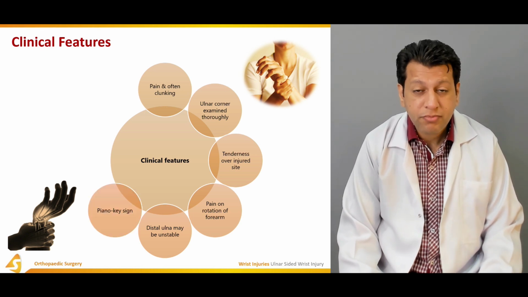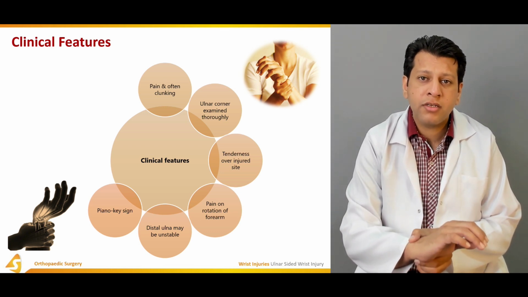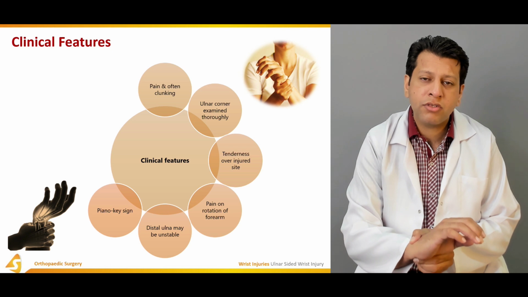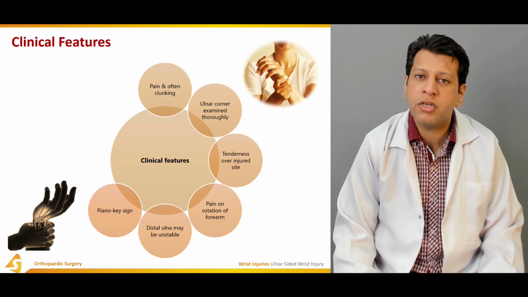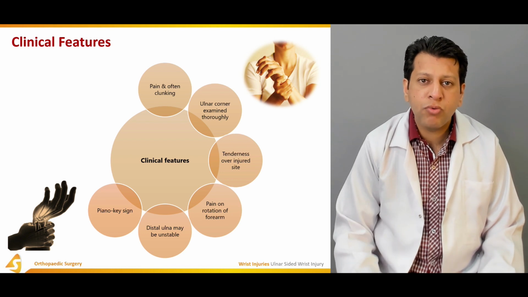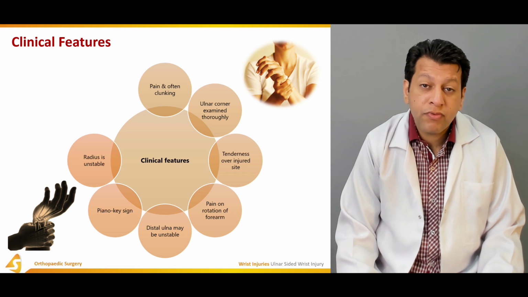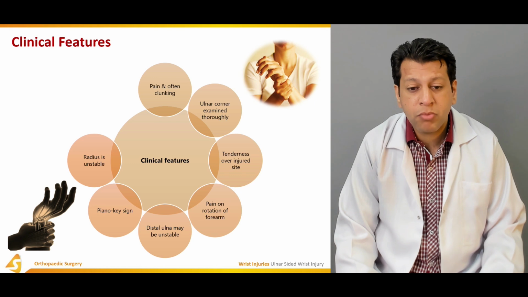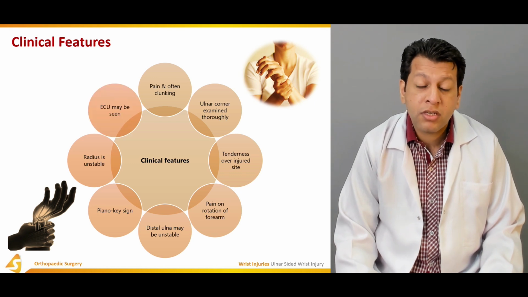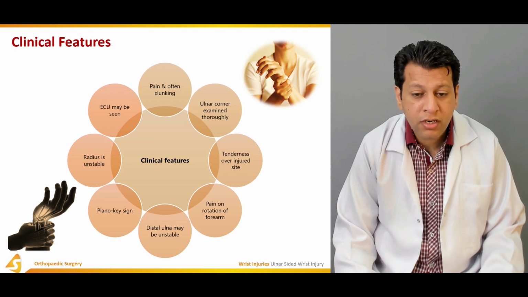As I told you, for the piano key sign, we hold the wrist in extension and press over the ulna for the distal radioulnar joint. If it's unstable or there's a disruption of the distal radioulnar joint, the ulna will move in the anterior posterior plane. The radius may be unstable due to a fracture of the radial styloid, or the radioulnar joint may be displaced, or there may be an extensor carpi ulnaris injury which may get trapped over the distal ulnar side as well.